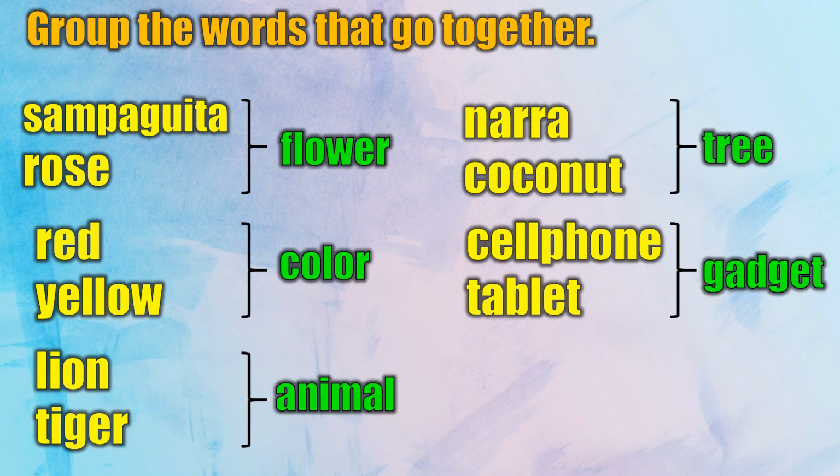The words sampagita, rose, red, yellow, lion, tiger, nara, coconut, cell phone, and tablet are hyponyms because these are words of more specific meaning. Then what do we call the words flower, color, animal, tree, and gadget? We call them the hypernym because they are the general concept for the hyponyms mentioned a while ago.